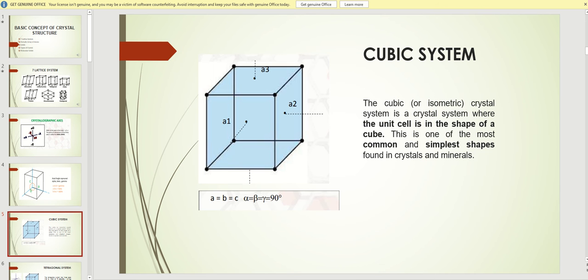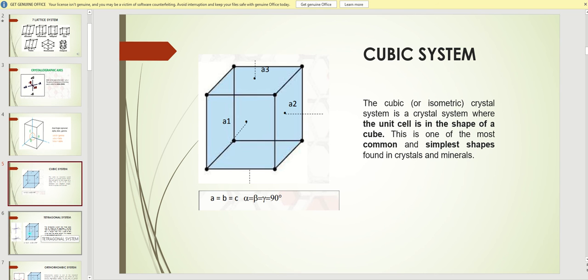alpha is the angle. Cubic system, also called the isometric system, where the unit cell is in the shape of a cube. This is one of the most common and simplest shapes found in crystals and minerals. Its crystallographic axes are A equals B equals C, where A, B, and C are all equal, and its axial angles are alpha equals beta equals gamma equals 90 degrees, or a right angle. They are all equal to 90 degrees.